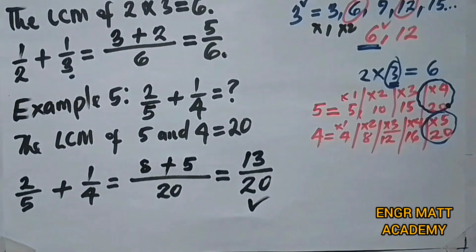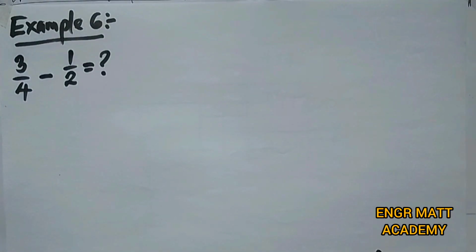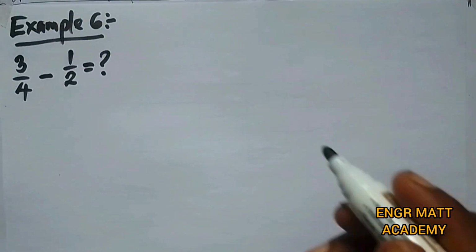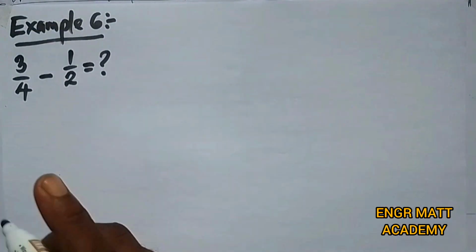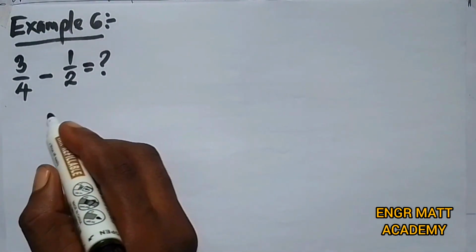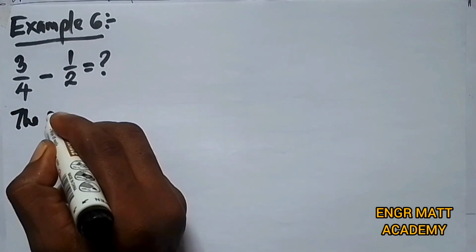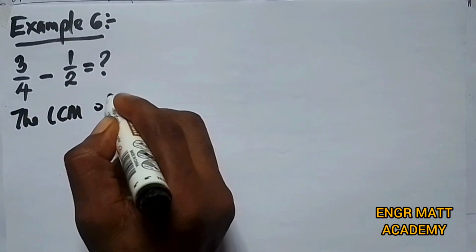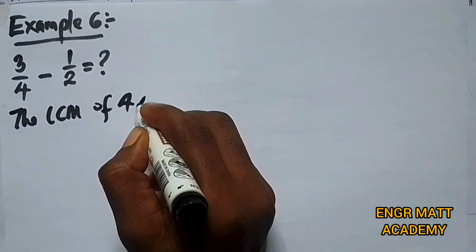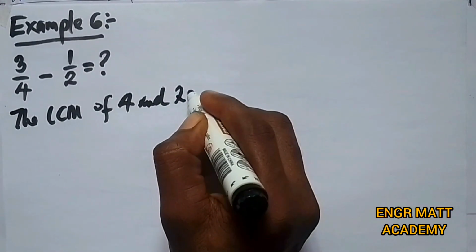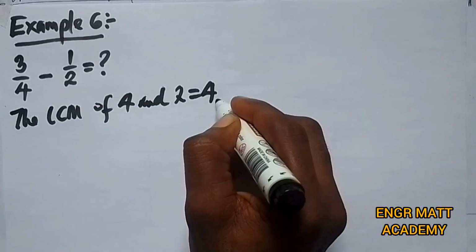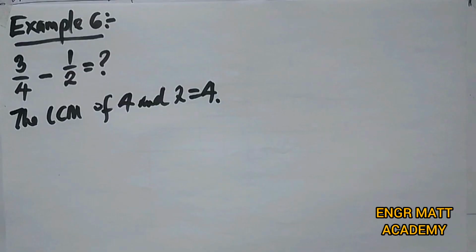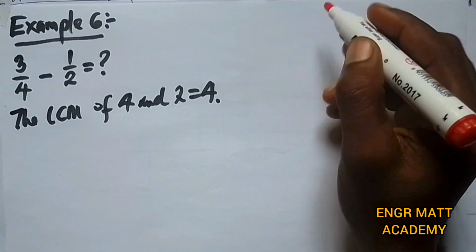Simple, right? This is a similar problem to the one we just tackled. The denominators are not the same. Now you already know what to do first. Look for the LCM of the denominators. The LCM of 4 and 2 is equal to 4. I don't need to show you how we get this, right? But let me just do that.